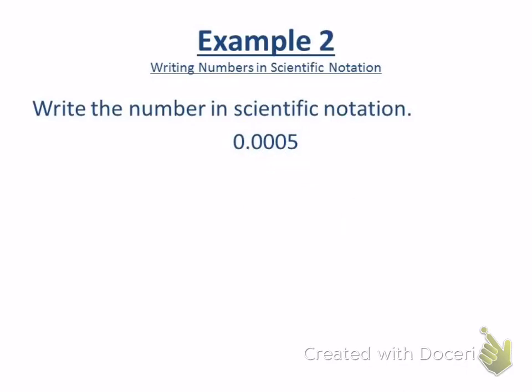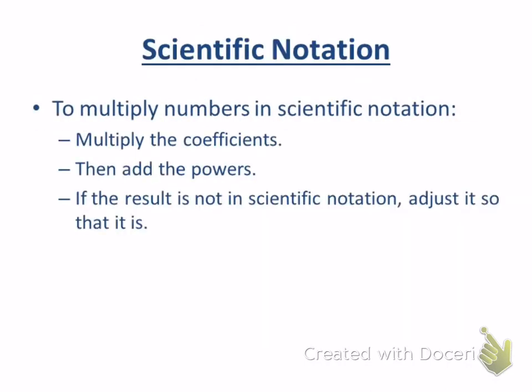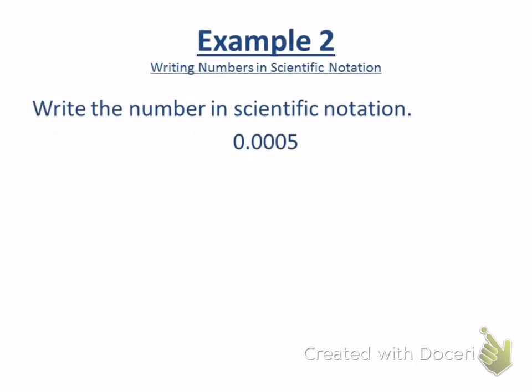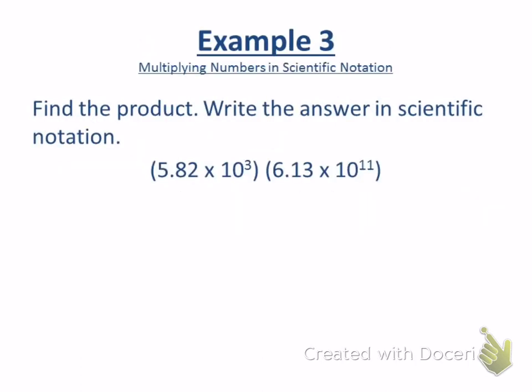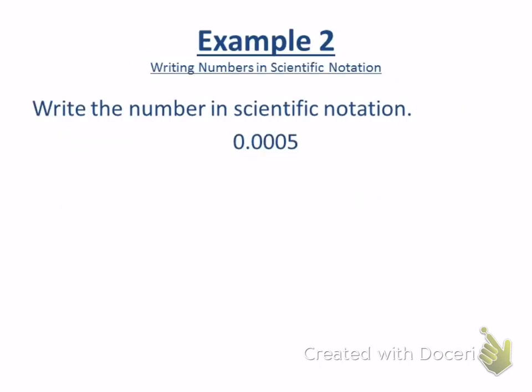Big number or small number? Small number, right? So the exponent is going to be negative, so that will be times 10 to some negative power, right? Negative what? 1, 2, 3. Oh, no, 4. So it's 5 times 10 to the negative 4. Notice, you don't have to think about which direction you move the decimal. It's a small number. The exponent has to be negative.